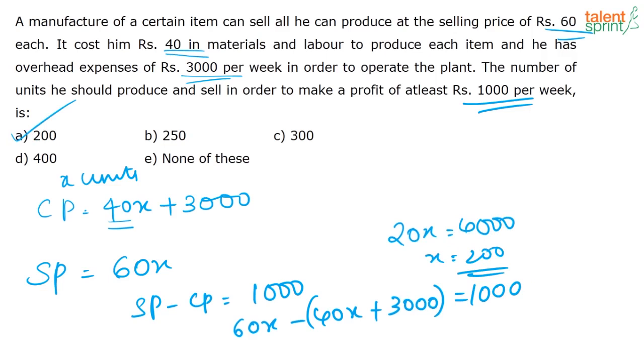Now you can actually do it in one step also. See here, selling price is 60, cost price is 40. So 20 rupees per item he is getting. Take this 3000 into consideration. You can directly write 20x minus 3000 is equal to 1000. Directly you will get the answer. See, this is one way of doing it. Here there are a lot of steps involved, right?